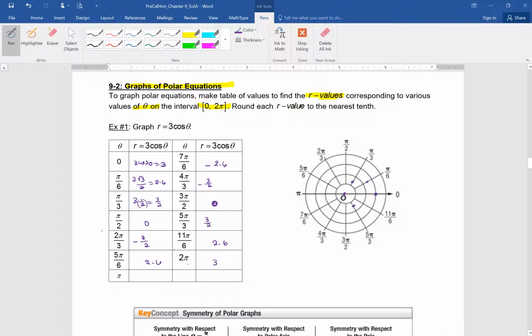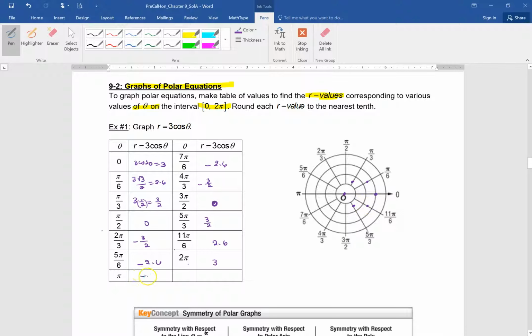And then at 5 pi over 6, it should be -2.6, right? So at 5 pi over 6, -2.6, which is here. And then, what was it at pi? It was supposed to be -3. So at pi is here, -3, we're right there, right? So pi, 1, 2, 3, but you go in the negative direction, which is right there.